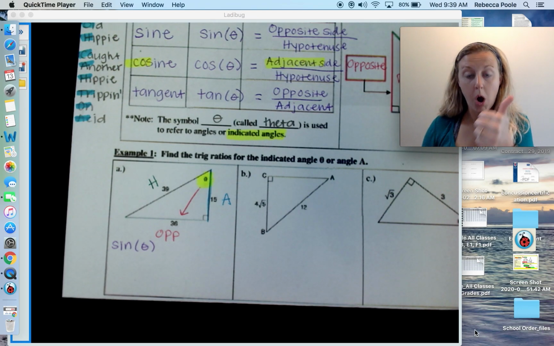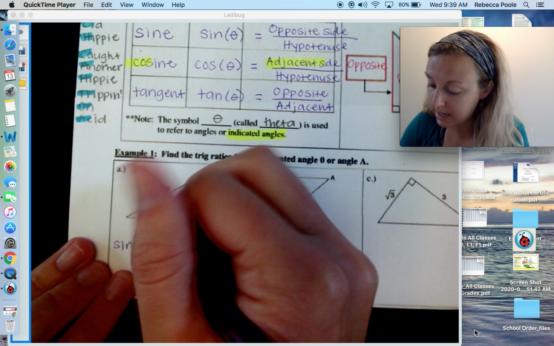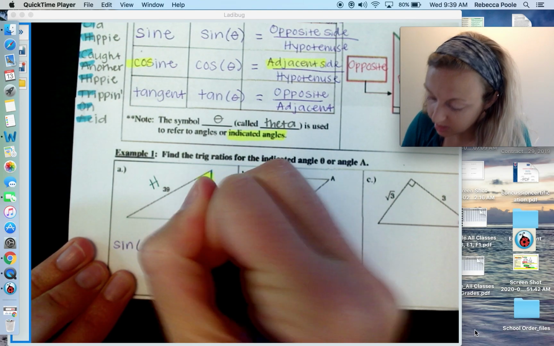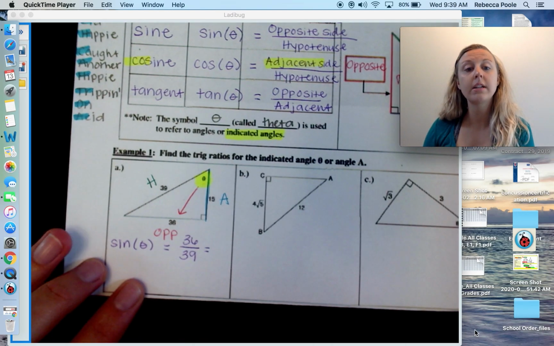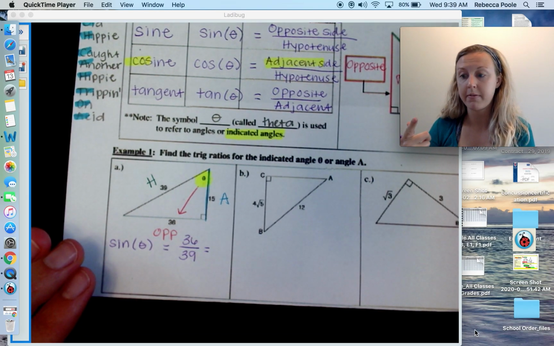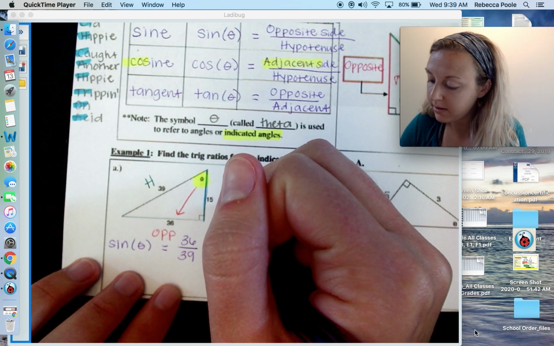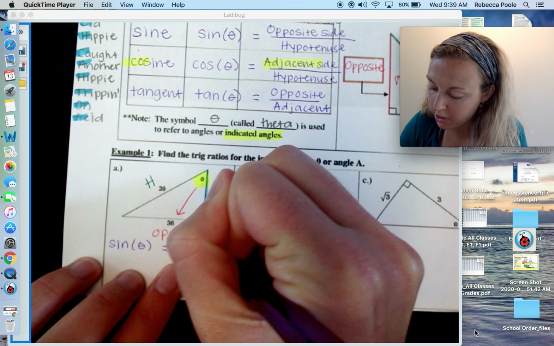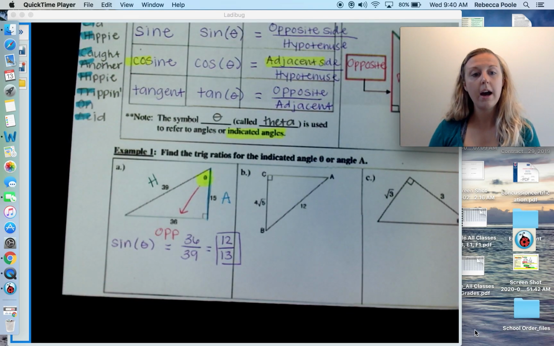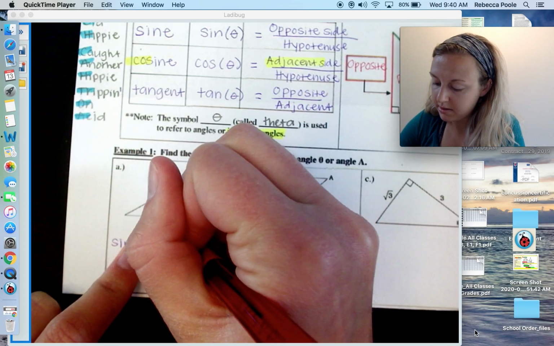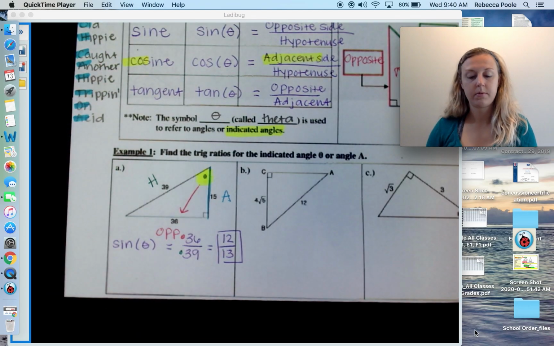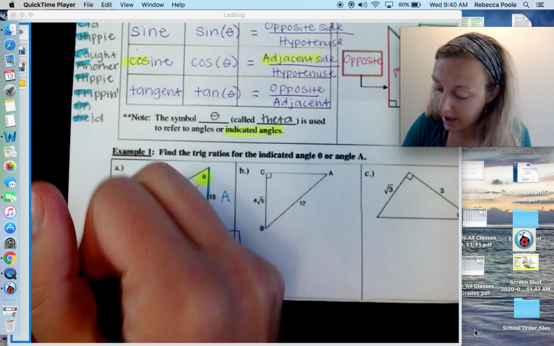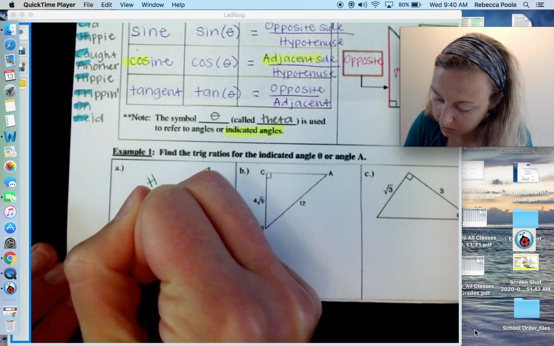So for this one, our trig ratios, if we take the sine of theta, some old hippie, so old over hippie, opposite is 36 over hypotenuse, which is 39. And if we do 36 divided by 39 and you simplify that, that should be 12 over 13. Okay? All right, so we did the opposite over the hypotenuse.